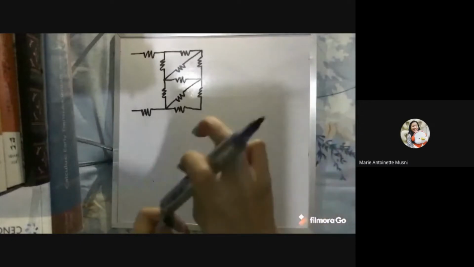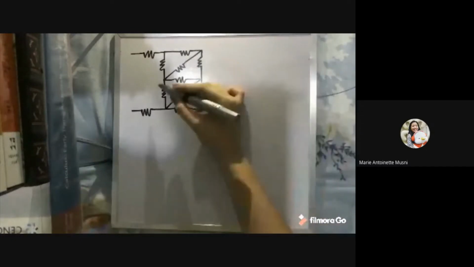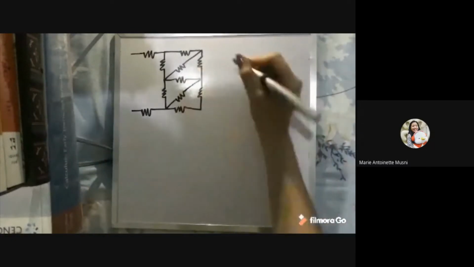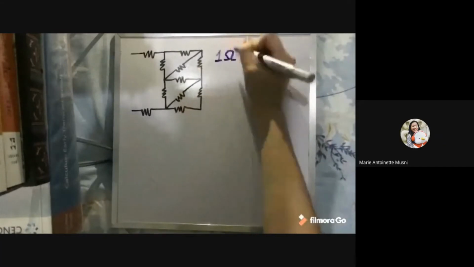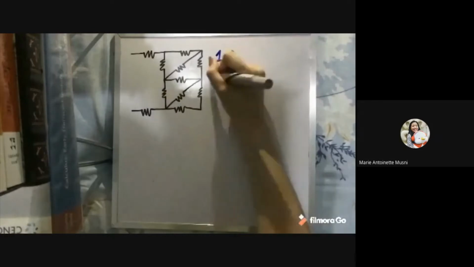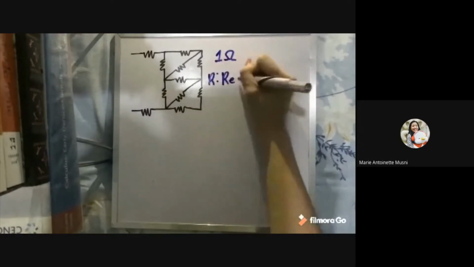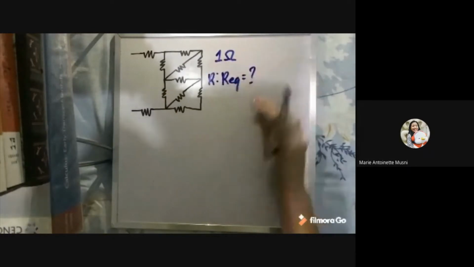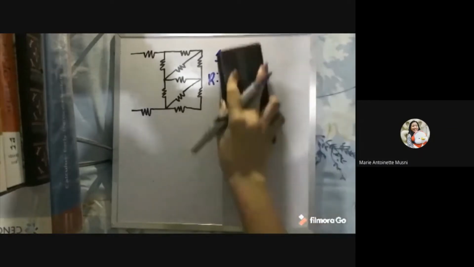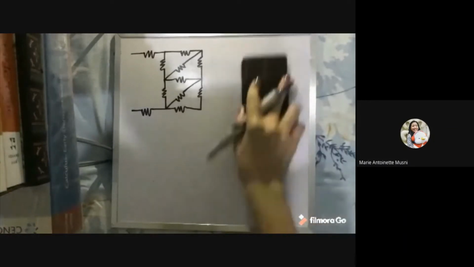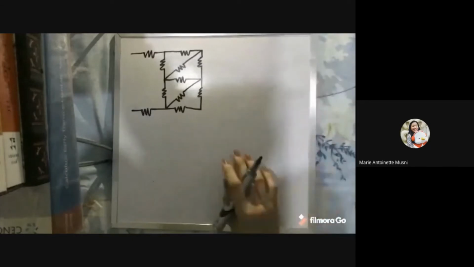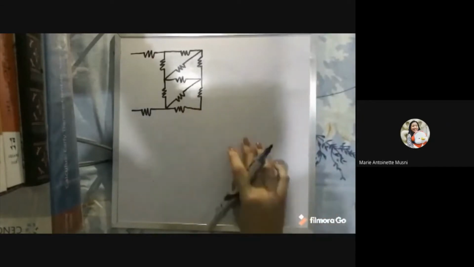Hey everyone, so you're given this resistor ladder network where all resistors are 1 ohm in value, and we are asked to find the equivalent resistance of the network. So let's begin by looking for resistors which we can combine to simplify our diagram.